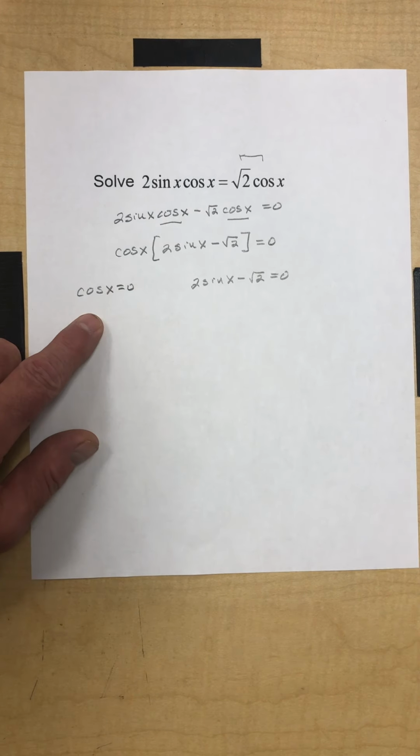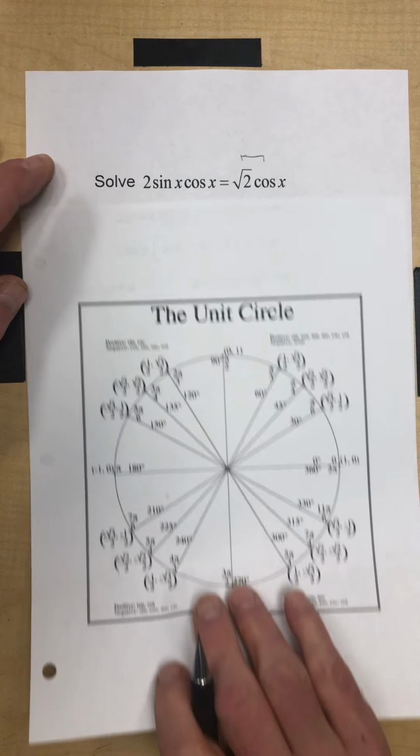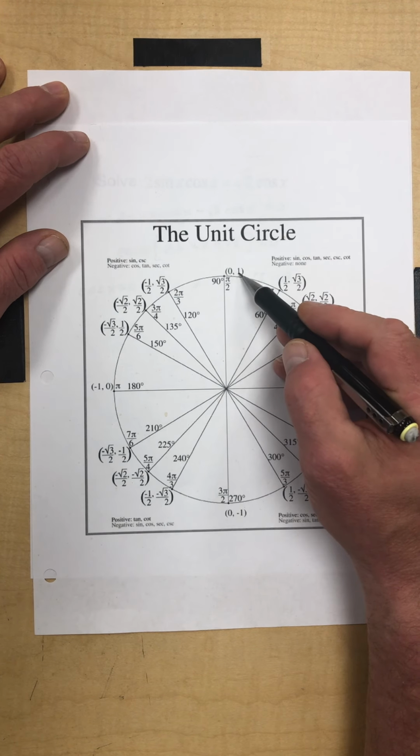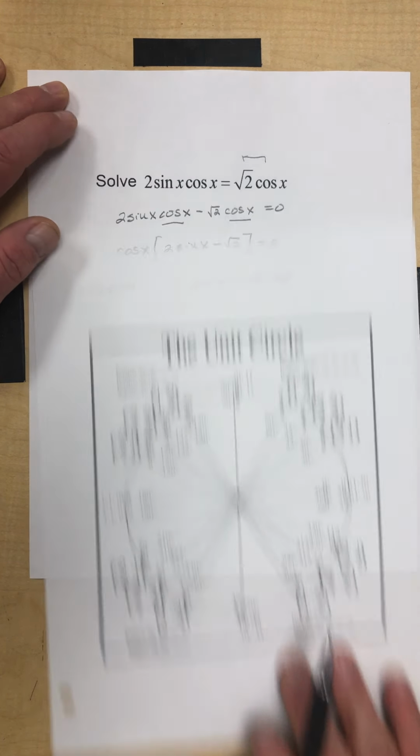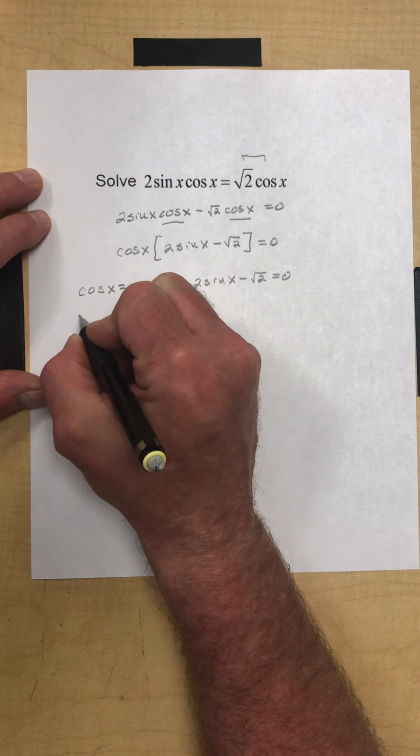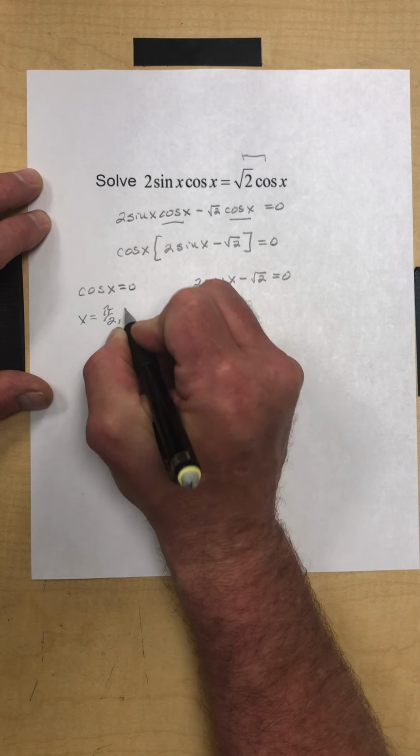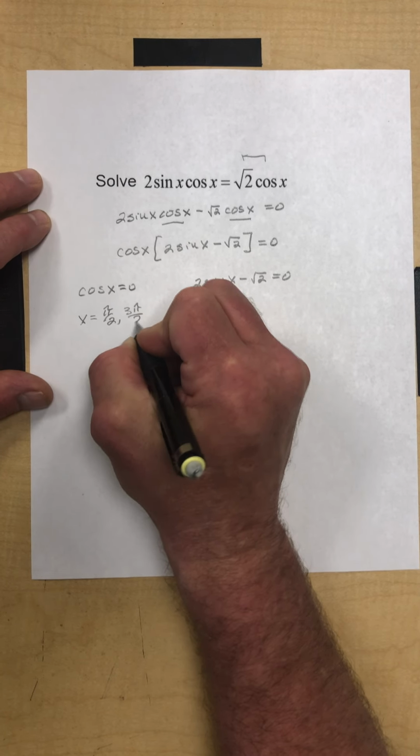This guy we just solved on the last one. Remember, that happens at pi over 2 and at 3 pi over 2. So right here we get x equals pi over 2 and 3 pi over 2.